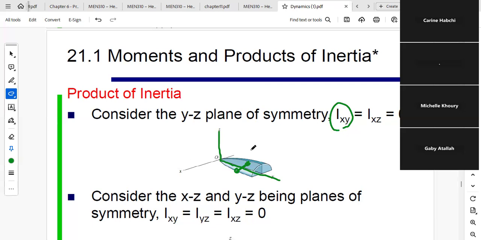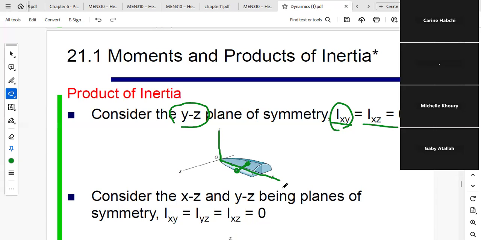Same for Iyz. Whenever the YZ plane is a plane of symmetry, you can deduce that Ixy and Ixz will be 0, because for each element, you will have another one on the opposite side for which the coordinates will cancel. Therefore, you can use this rule to simplify the calculation of products of inertia.